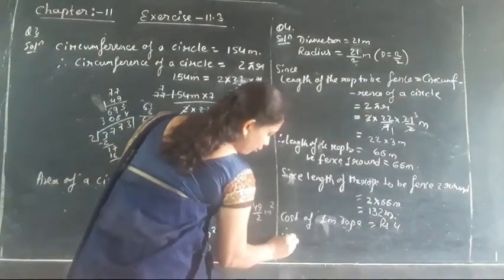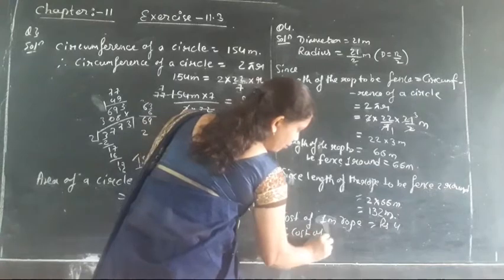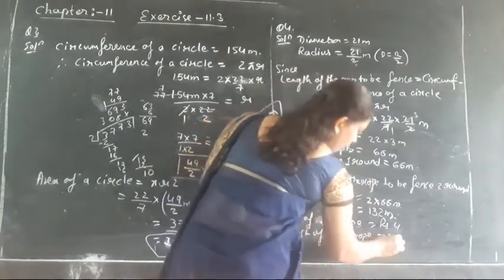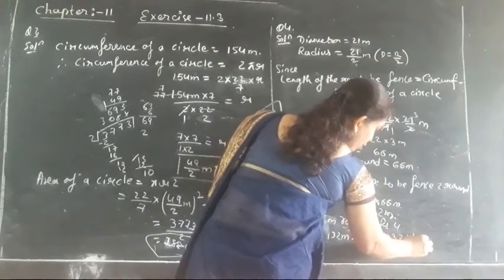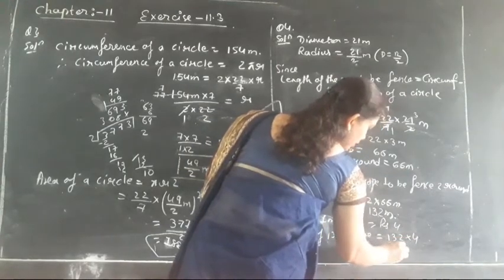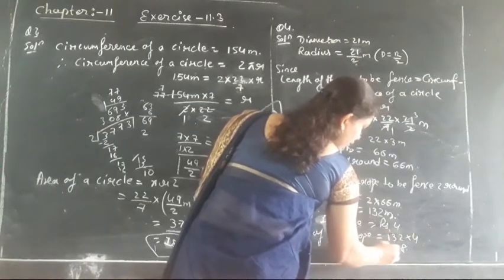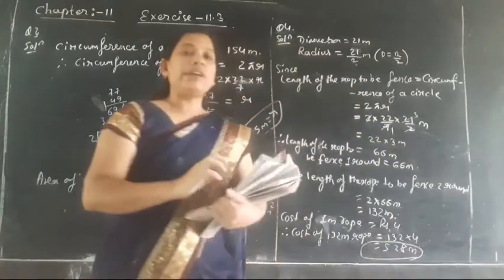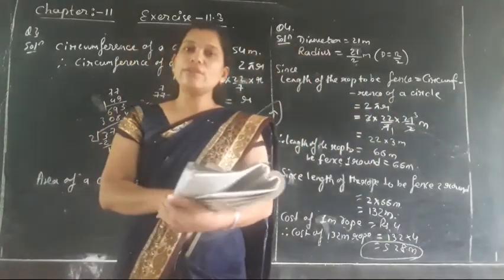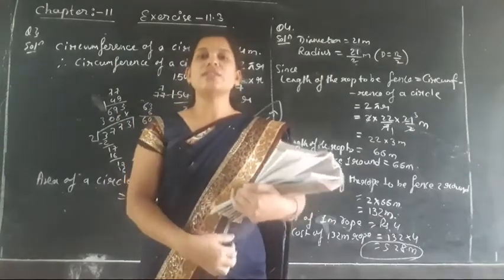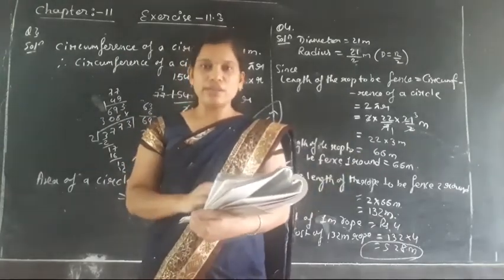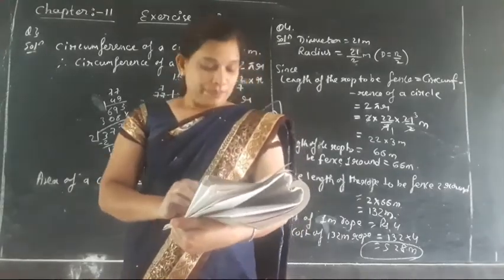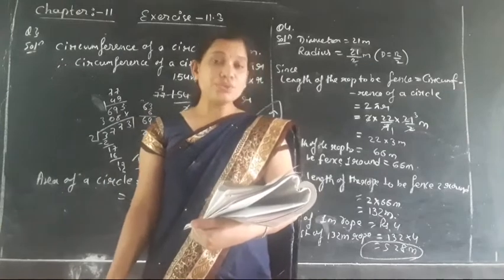Therefore, the cost of the 132 meter rope is equal to 132 into 4. So 4 2s are 8, 4 3s are 12, carry 1, 4 5s are 20, plus 1, 21... so this much: 528 meter length of the rope is required in order to fence the circular garden twice around it. Okay, so this is the solution of question number 4. Have you understood everyone? Now, after doing so, we are going to move to question number 5.